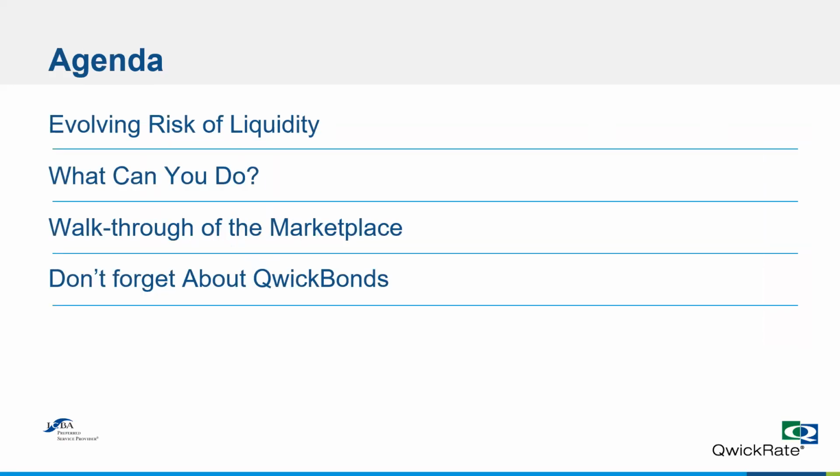So today, we're going to talk about how liquidity has evolved over the last couple of years, and what we've seen this year. We'll talk about a few different things that you might be able to do. Some of these might be already known to you, but as always, the toughest part is executing on a plan or an idea. If those don't work, then we can talk to you about how QwickRate might be able to assist with any liquidity challenges you might be having. And finally, if you haven't noticed it, we want to introduce you to the QwickBonds tab on our toolbar as well.